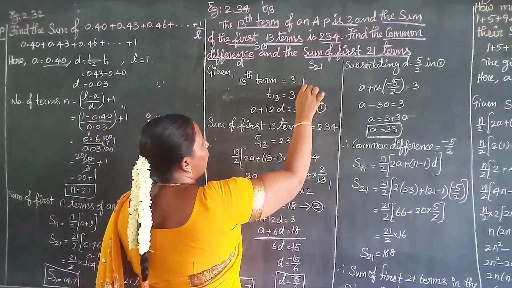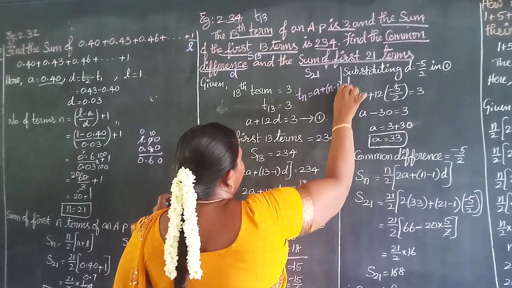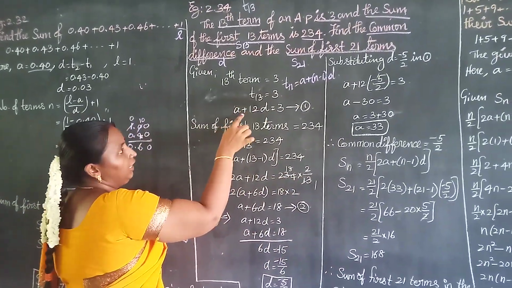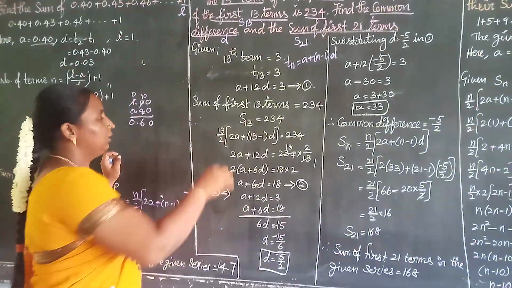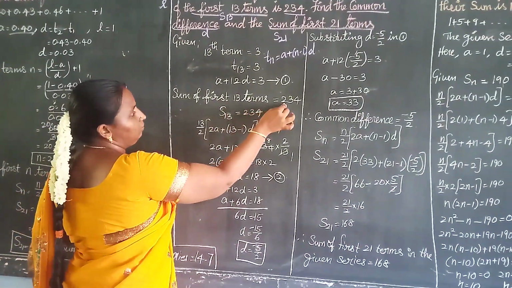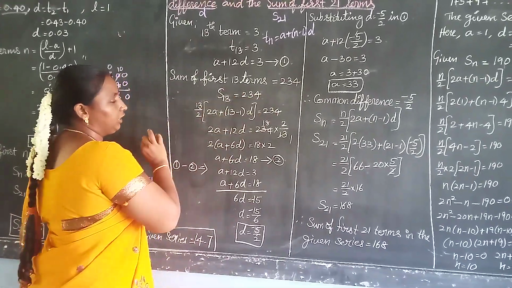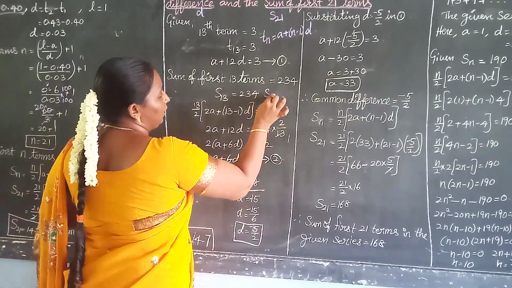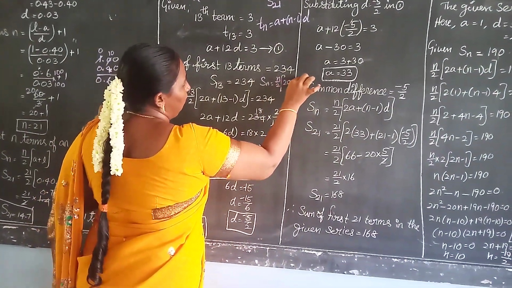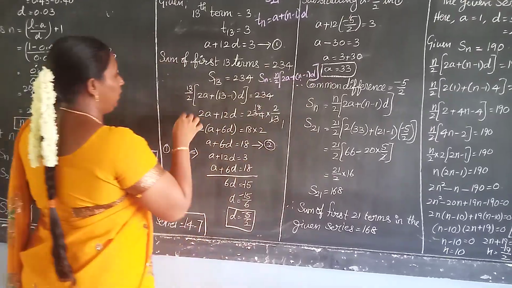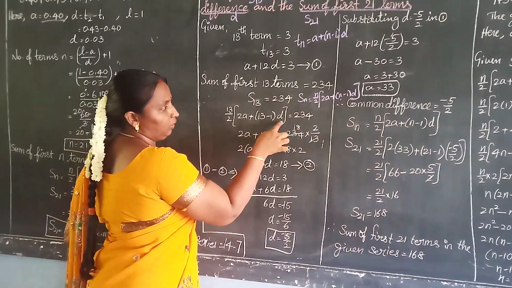So I know the Tn formula, Tn equal to A plus n minus 1 into D. So you will get T13, that is A plus 12D equal to 3. Take it as equation number 1. So sum of first 13 terms equal to 234. That is S13 equal to 234. So you know the Sn formula. What is the Sn formula? N by 2 into 2a plus n minus 1 into d. So applying this formula, you will get 13 by 2 into 2a plus 13 minus 1 into d equal to 234.